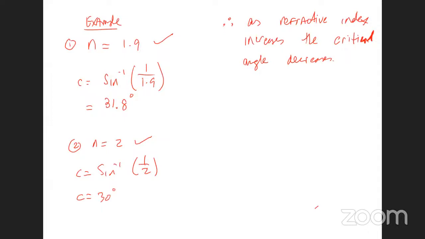Okay. Right. Let's take a look at something else, right? Let's take a look at something called total internal reflection.